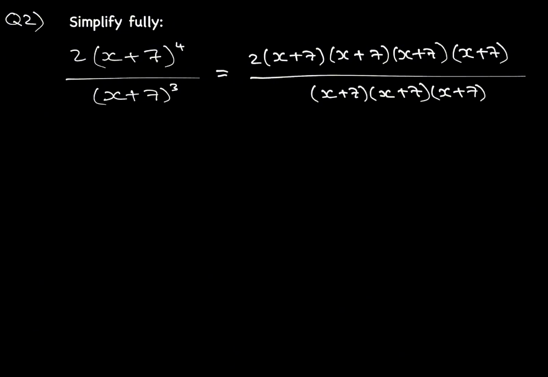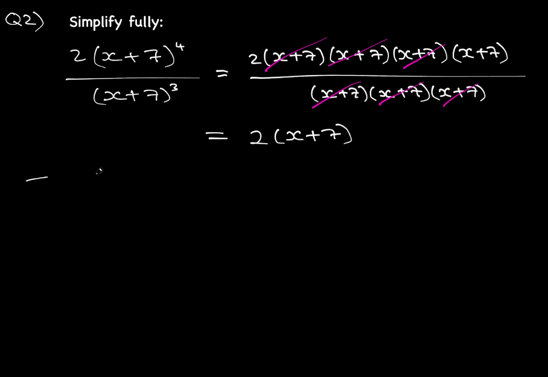Hopefully now you can just see you can cancel some from the numerator and denominator down. So we've got one pair there, another pair there, and finally one more pair. What are we left with? Well, the answer is 2 brackets x plus 7 in the numerator.